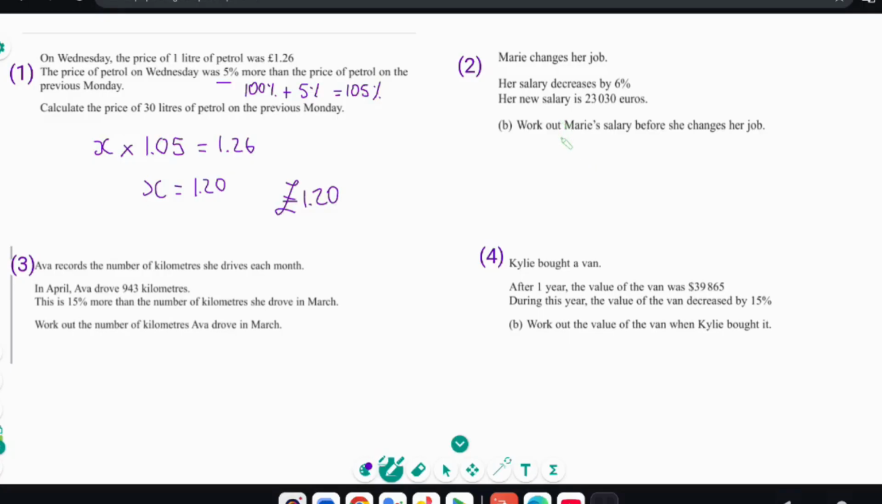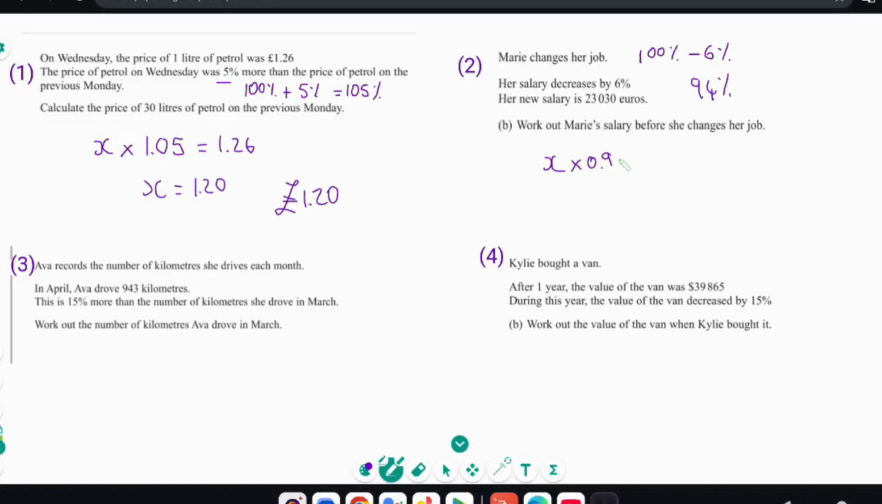Question 2. Marie changes her job. Her salary decreases by 6%. Her new salary is €23,030. Work out Marie's salary before she changes jobs. Okay, so the amount before the decrease, the original amount we don't know, is X. So decrease of 6%. The original amount is 100%. Let's take off 6%, which gives us 94%. 94% as a decimal is 0.94.